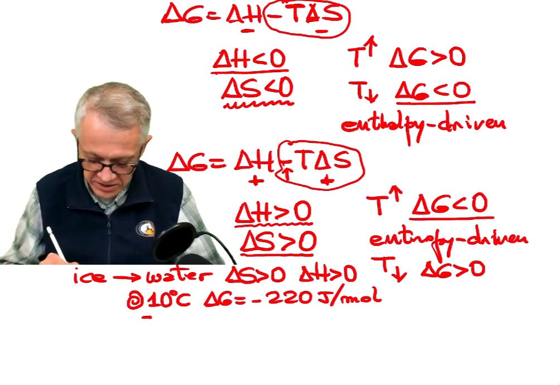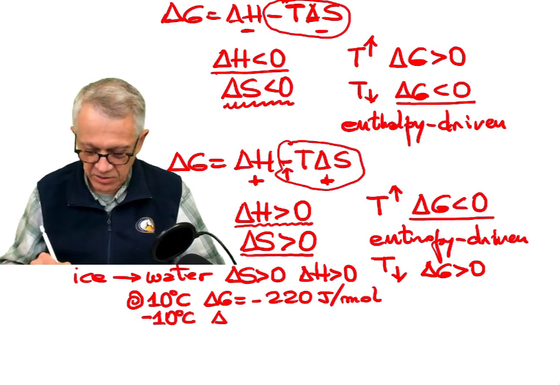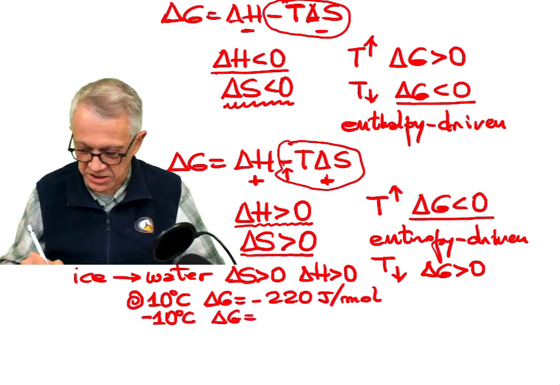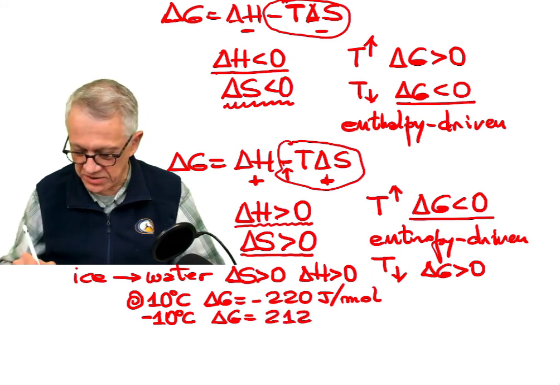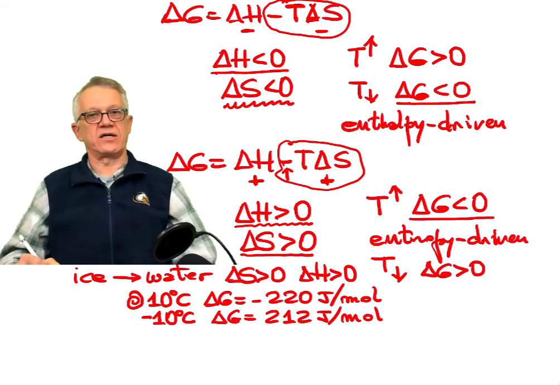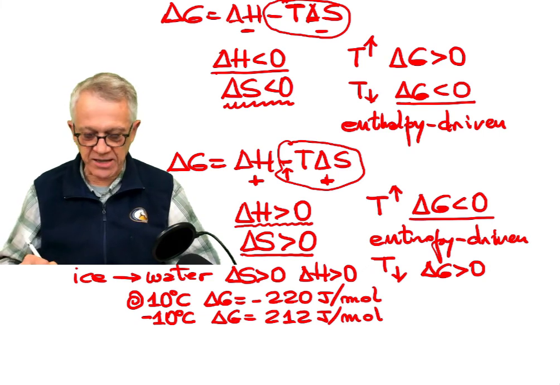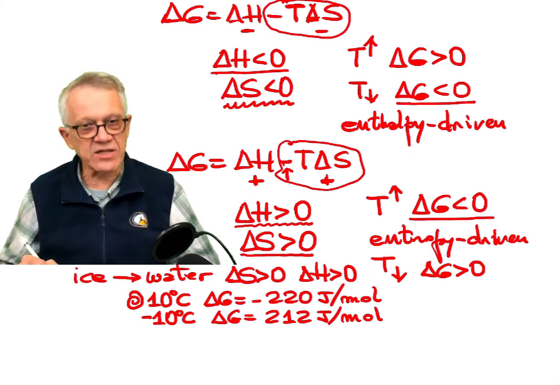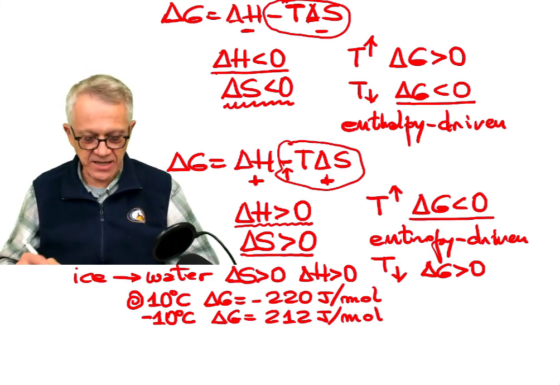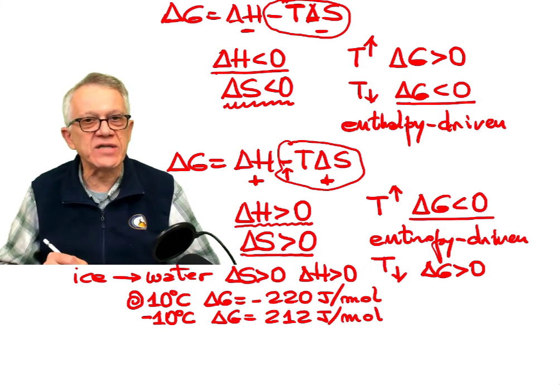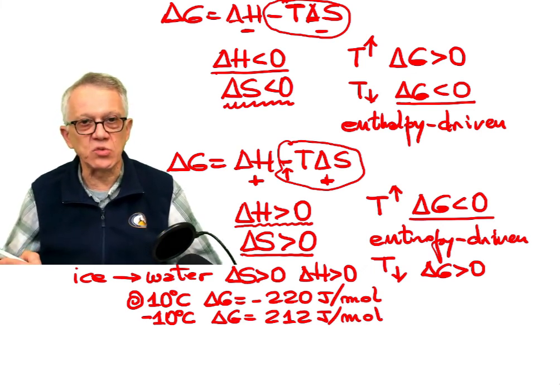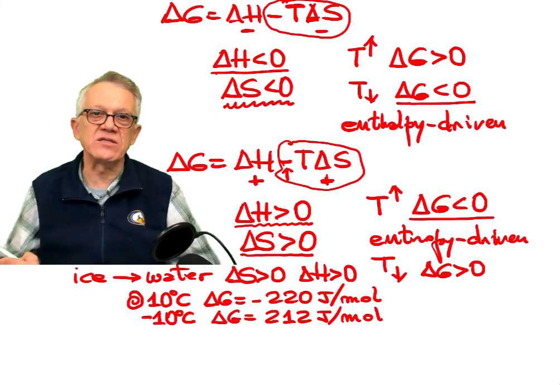Now, if you look at this at minus 10 Celsius and calculate this, here delta G is going to be 212. It's a positive value. I'm not going to put the plus sign there, but it's understandable that this is a positive value, right? So delta G larger than 0 is a non-spontaneous process. At minus 10, ice doesn't melt spontaneously into water. At plus 10, it does.